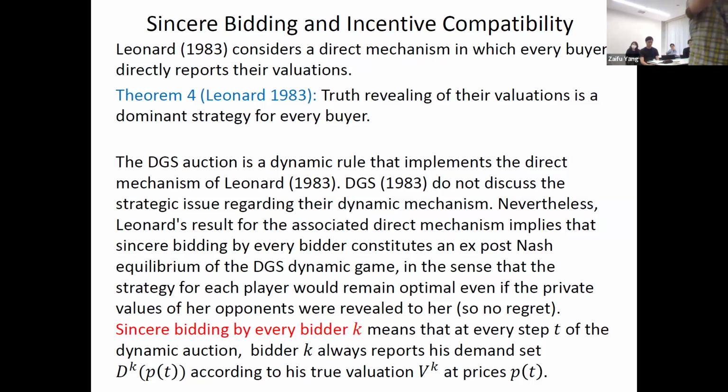So in the second part, I will move to the market where every buyer might demand several items. First, I will consider the general market with substitutes. Then I will talk about substitutes and complements.